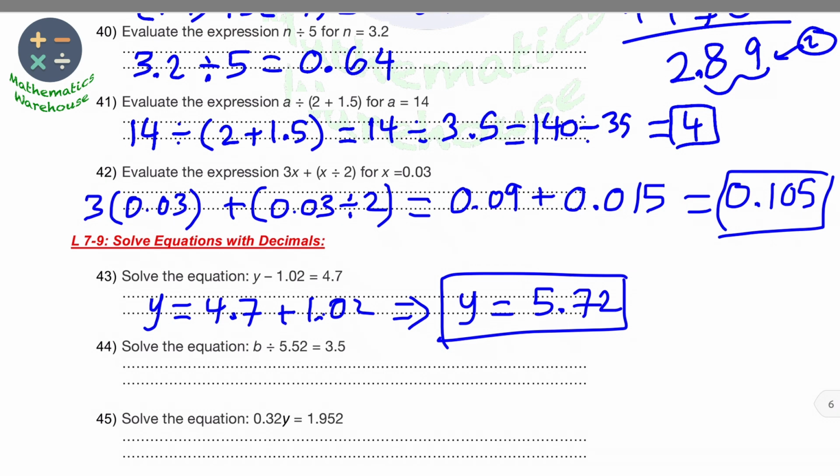Next question, solve the equation b divided by 5.52 equals 3.5. Here we have division, so we're going to multiply both sides by 5.52. So b equals 3.5 multiplied by 5.52. Now we can find this. 3.5 times 5.52 equals 19.32.